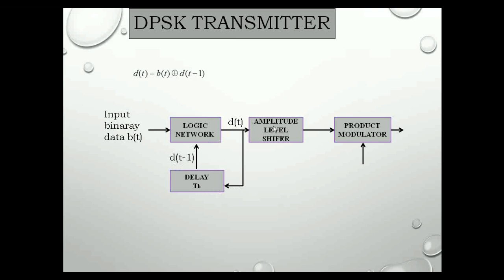So this D of t is applied to the amplitude level shifter, which is going to produce the output as plus or minus 1 based on the condition that when D of t is equal to 1, it is going to generate plus 1, and when D of t is equal to 0, it is going to generate minus 1. So this plus or minus 1 is applied to the product modulator. The other input to the product modulator is the carrier signal square root of 2EB divided by TB cos 2 pi FCT, and the output of the product modulator is the DPSK signal.